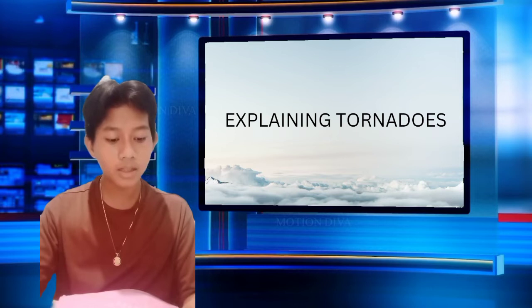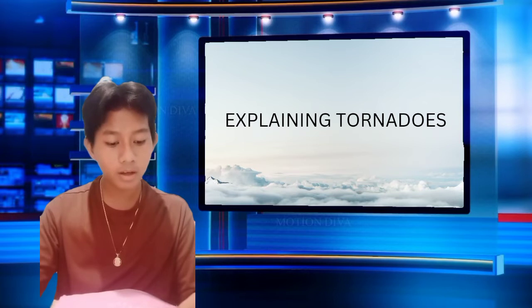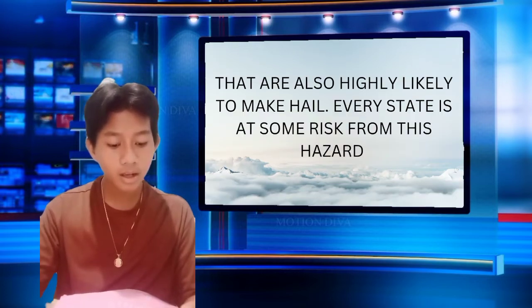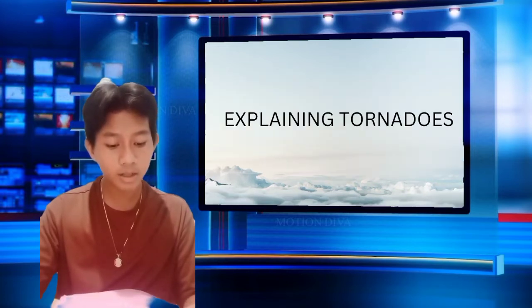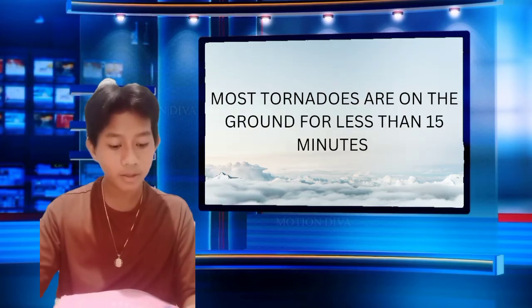Strong downbursts, which are straight-line winds, may also occur due to the same thunderstorm. Hail is very commonly found very close to the tornado, as the strongest thunderstorms that spawn tornadoes are formed under atmospheric conditions that are also highly likely to make hail. Every state is at some risk from this hazard. Some tornadoes are clearly visible, while rain or low-hanging clouds obscure others. Tornadoes develop extremely rapidly and may dissipate just as quickly. Most tornadoes are on the ground for less than 15 minutes.